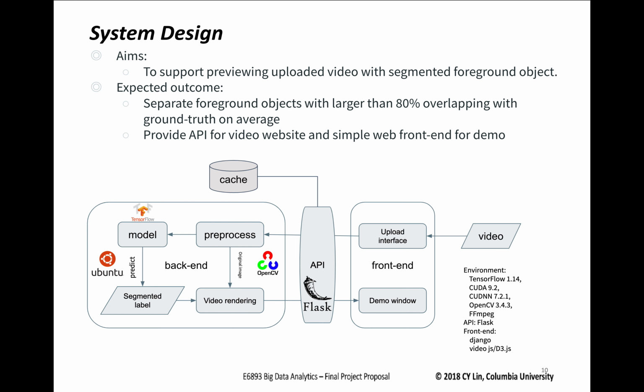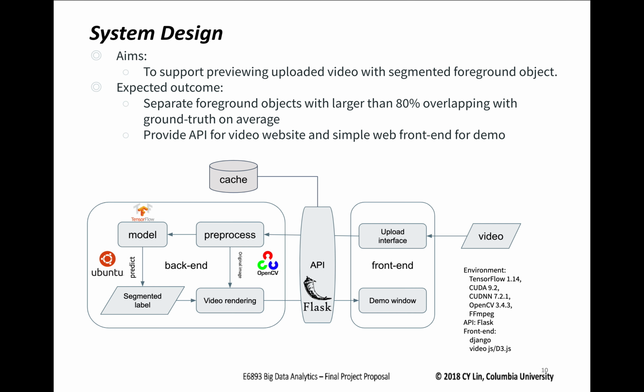Next, I will introduce the system design. The aim of this system design is to support previewing uploaded video with segmented foreground objects, and we expect two outcomes. The first is to separate foreground objects with larger than 80% overlap with the ground truth on average. The second is to provide an API for video websites and a simple web front end for demo.